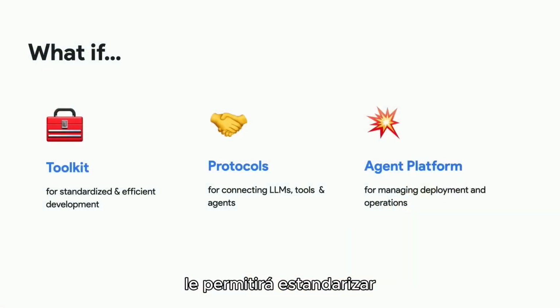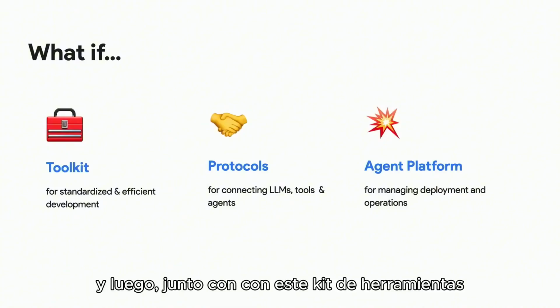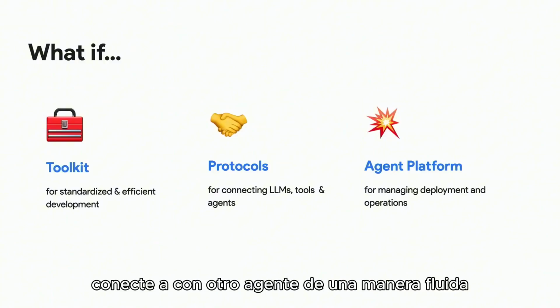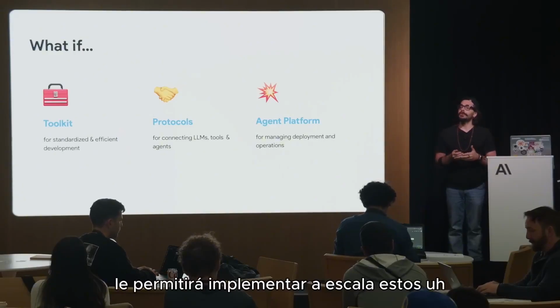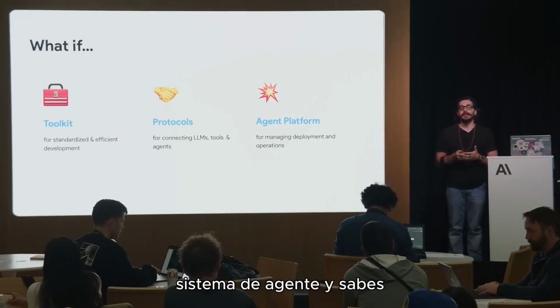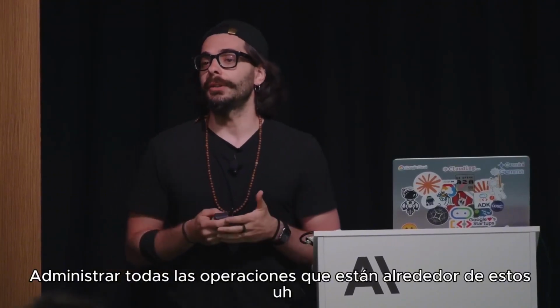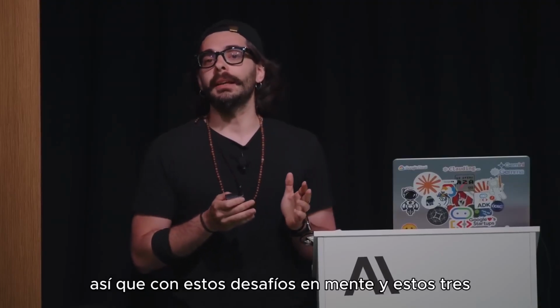In this sense, let's imagine that you have a toolkit that will allow you to standardize and develop your agent in a very efficient way. Together with this toolkit, you get a set of protocols that will allow your agent to consume tools and context with the LLM, but at the same time connect with other agents in a seamless way. And third, you get an agent platform that will allow you to deploy this agent system at scale and manage all the operations around this new kind of application.